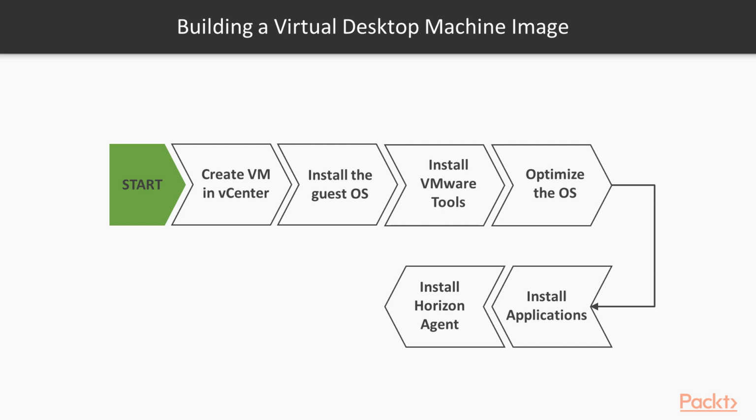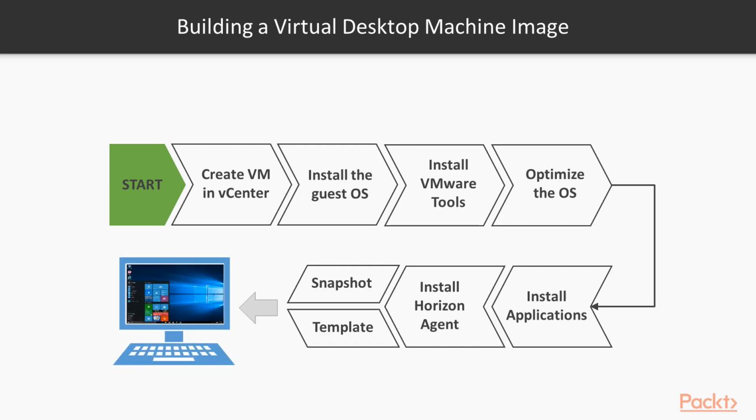Now that you've completed the virtual desktop machine, it's been optimized and had applications installed, you can now prepare it for delivery to the end users. At this stage you either take a snapshot, which will be used for cloning, or you create a template, which will be used for full clone machines. The desktop is now ready to deliver to the end users. So we can go ahead and start to build the virtual desktop machines.